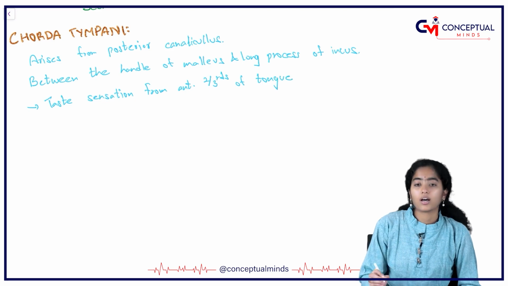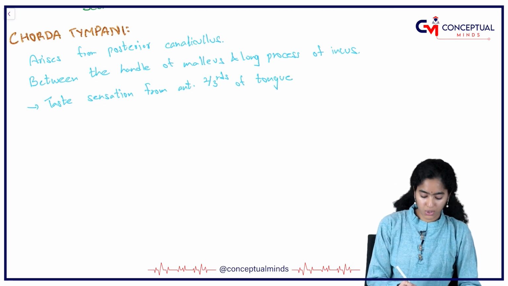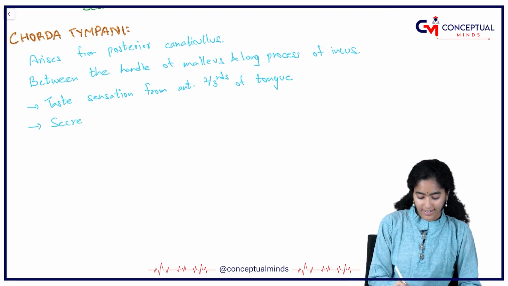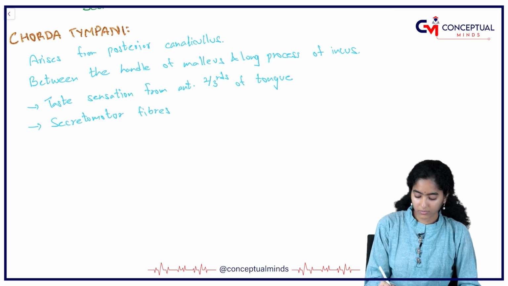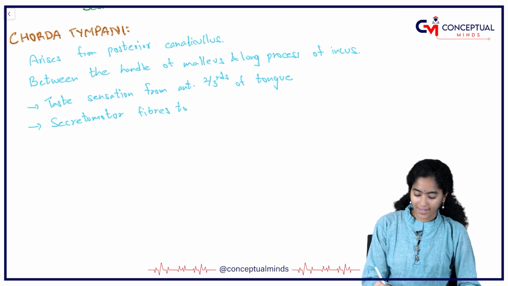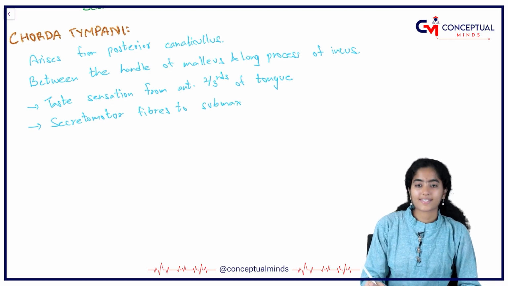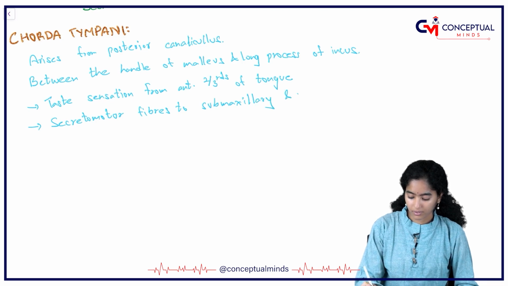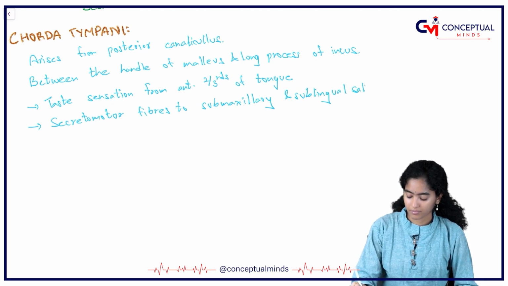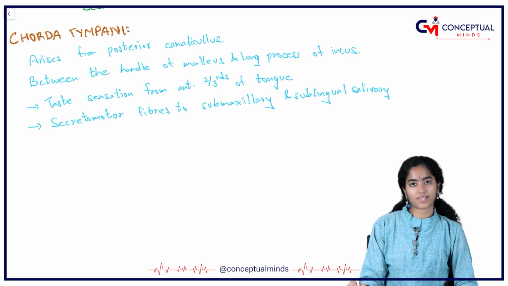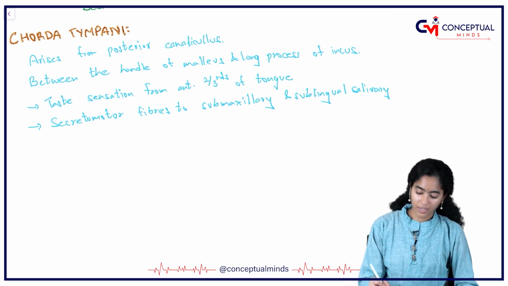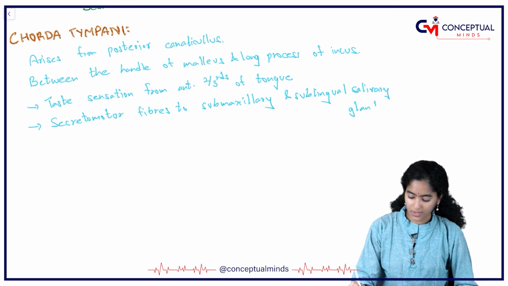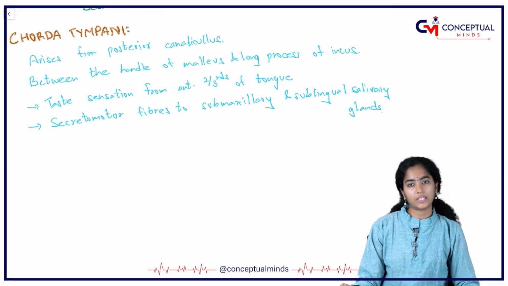It has a sensory action, and also it supplies secretomotor fibers to submaxillary and sublingual salivary glands. Parotid received secretomotor fibers from tympanic plexus, whereas these two are receiving from the chorda tympani nerve.